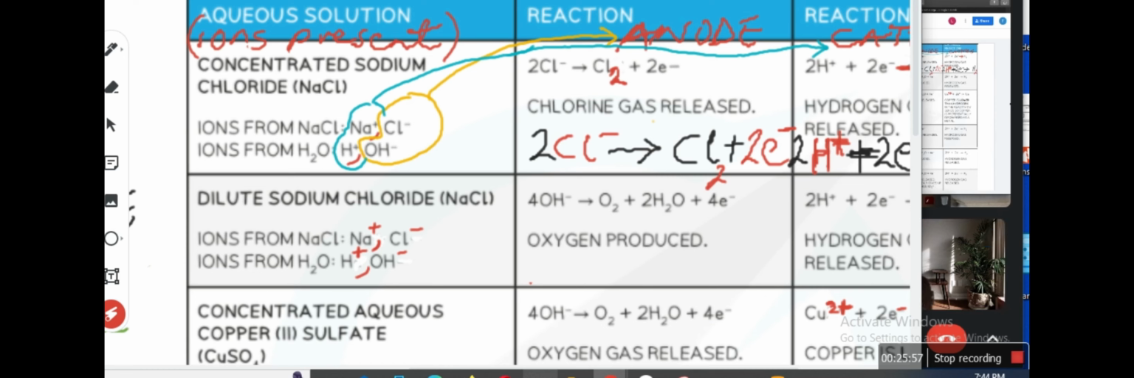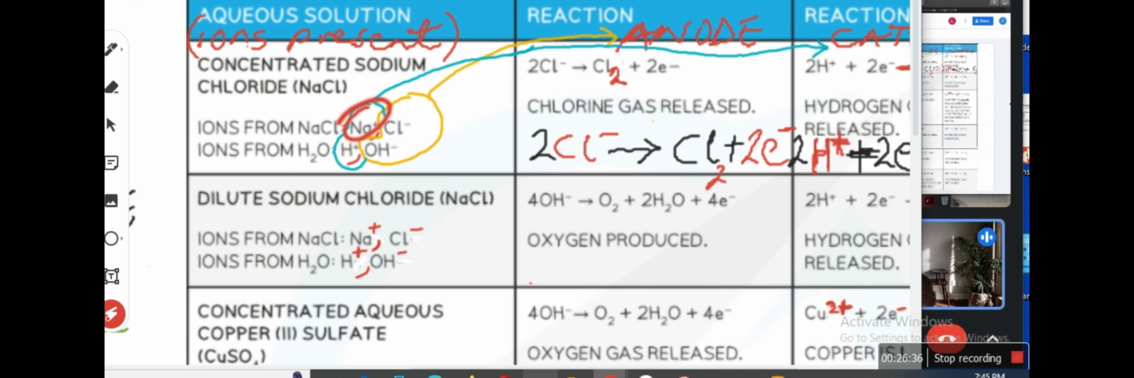Is this the one that's preferred? Yes, that will determine which one will be discharged and which one will be dropped, not discharged. What we call preferential discharge. In fact, chlorine and hydroxide ions, two of them will both run to the anode, isn't it? Yes. But one will be ignored, only one will be discharged. In this case, it's only chlorine that will be discharged, and I will tell you why.